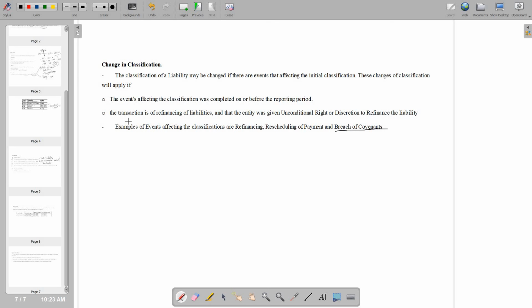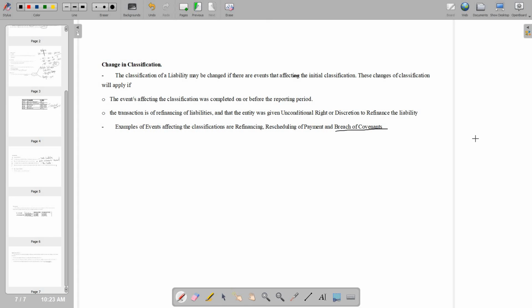And then number 2, the transaction is a refinancing of the liability and the entity was given an unconditional right or discretion to refinance the liability. When we say refinance, this is to change the duration, the date. So from 1 year, I can change it to 3 years, to 5 years. So I can increase the term.